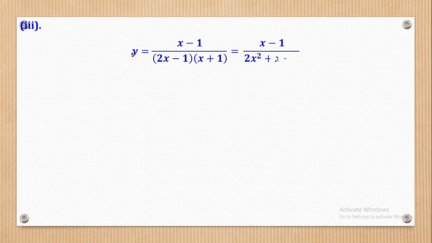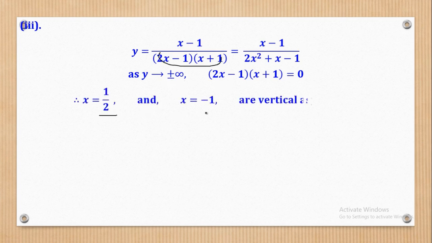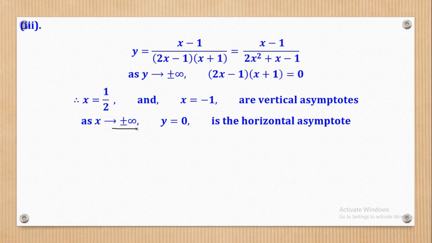Then now they also wanted you to get the asymptotes. So as y tends to plus minus infinity, this denominator is equal to 0, therefore x equal to half and x equal to negative 1 are the vertical asymptotes. Then as x tends to plus or minus infinity, y is equal to 0 because this highest degree here is smaller than the highest degree in the denominator.